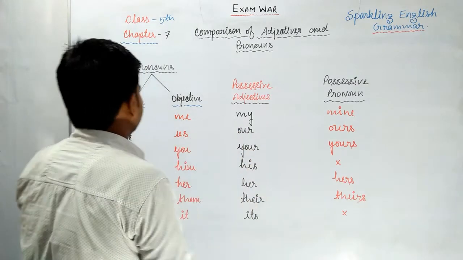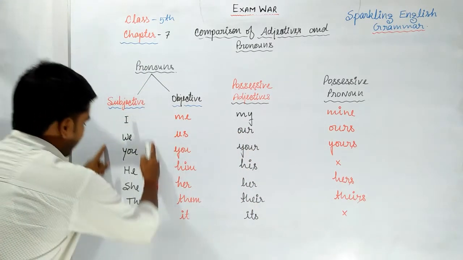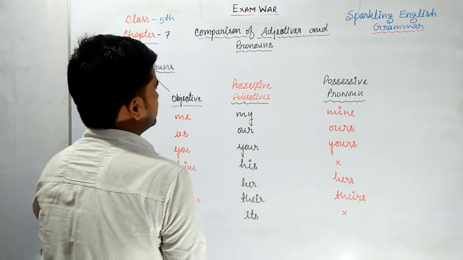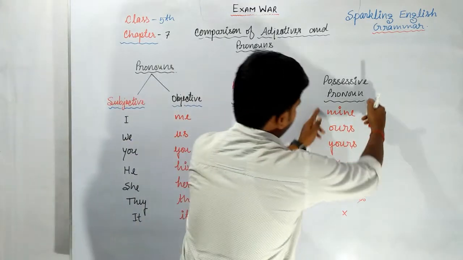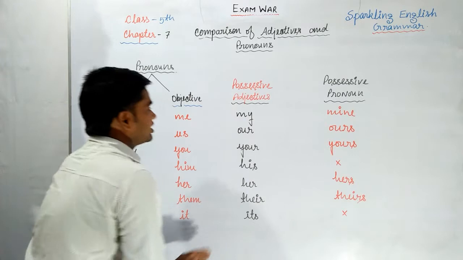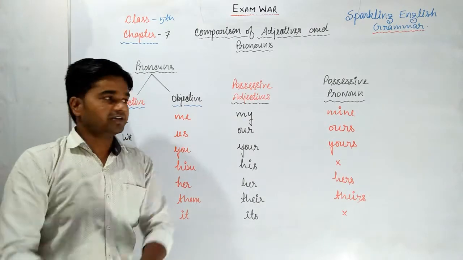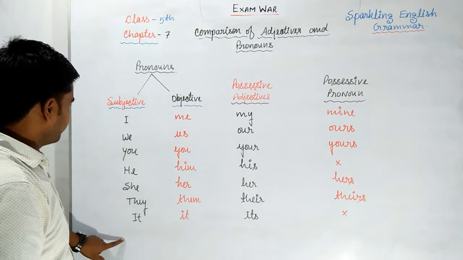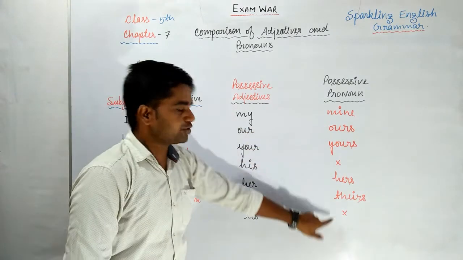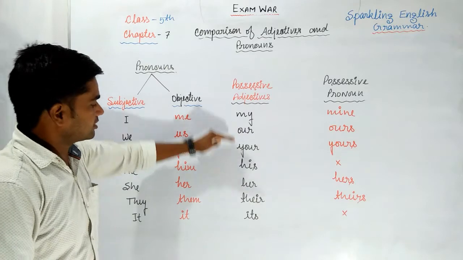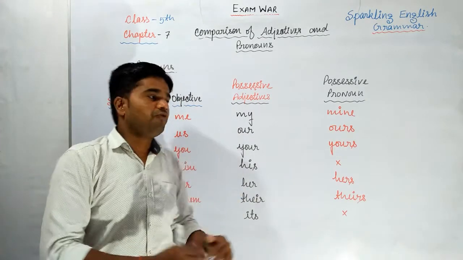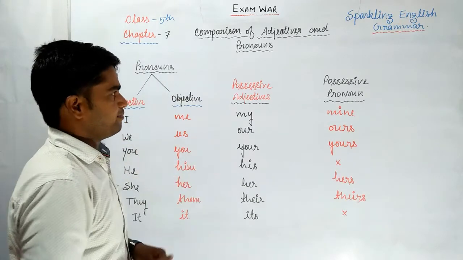So dear students, I have already written some nouns and pronouns, pronouns and adjectives. These are subjective pronouns. These are objective pronouns. These are possessive pronouns, and these words are possessive adjectives. I repeat, these words are subjective pronouns, these are objective pronouns, these are possessive pronouns, and these words are possessive adjectives. So let's discuss facts related to these words.